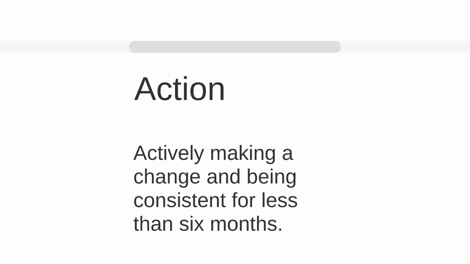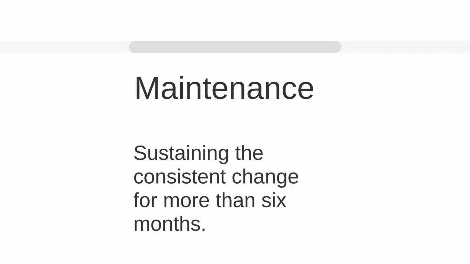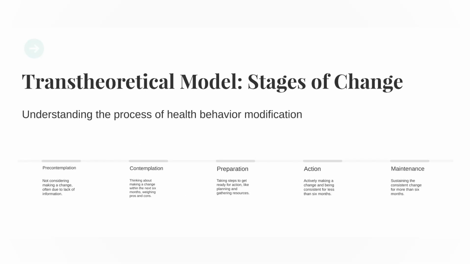In the action stage, he's actively trying to quit smoking. He's got his nicotine gum or his patches or his Wellbutrin or his Chantix, whatever he's choosing to do, and he is trying to be consistent, but it's been less than 6 months. Maintenance. Now he's made the change and he's consistent with it, and it's been 6 months and he's doing really well. So, those are the stages of change.